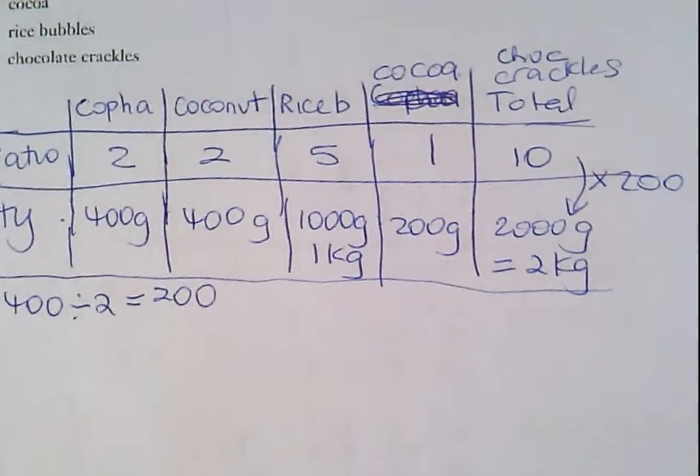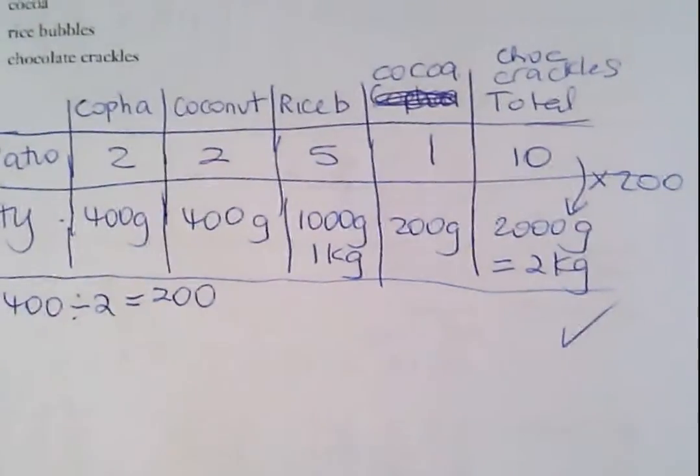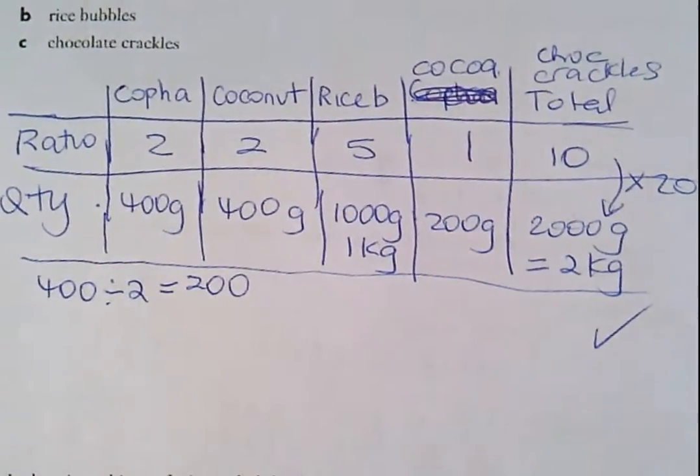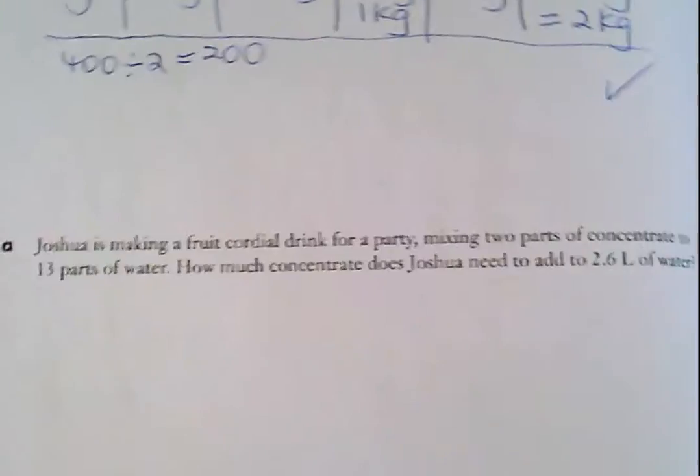All right, it works. You know what's great about this method, you even know you've done it right. All right? So once you've got it, if they all add up, then you've done it correctly. All right, try the last one on your own.